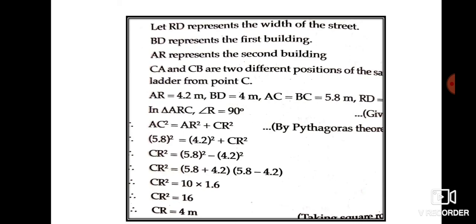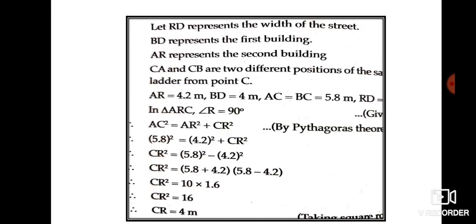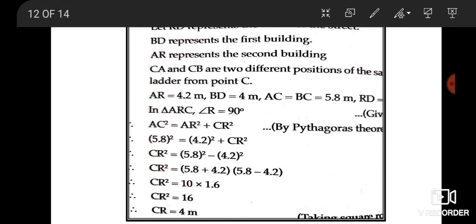Here you have RD representing the width of the street, and BD and AR are the buildings. So you have two buildings, AR and BD, and the width of the road. The question is, we have to find the width of the road. So by Pythagoras, first you will find RC, then you will find CD, and you will add them. So let's go straight over here.